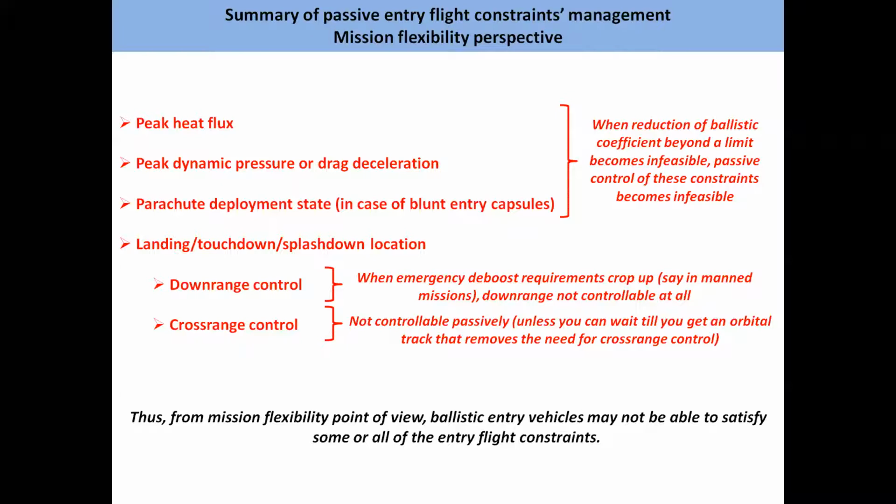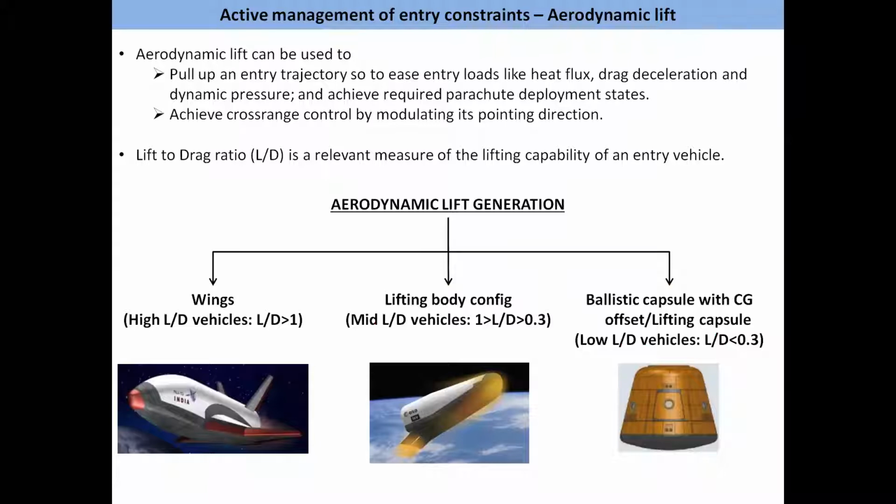So, from the mission flexibility point of view, ballistic entry vehicles may not be able to satisfy some or all of the entry flight constraints. Now here comes the advantage of having aerodynamic lift. Here we talk about active management of entry constraints. Aerodynamic lift can be used to pull up an entry trajectory so as to ease vehicle loads like heat flux, dynamic pressure, etc., and also to achieve required parachute deployment states. It can be used to achieve cross-range control by modulating the pointing direction of the lift.